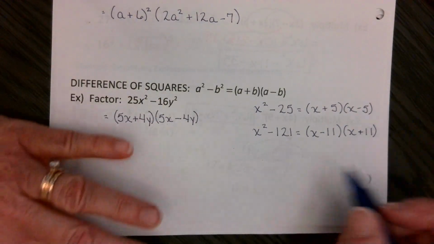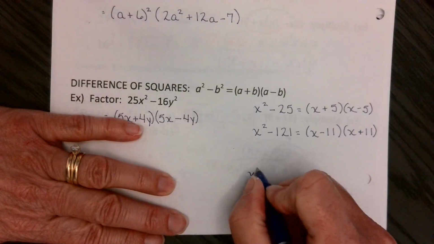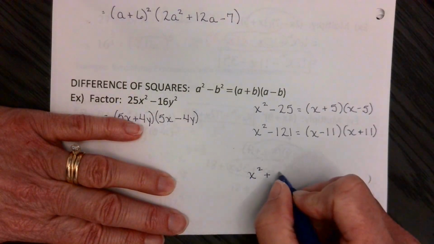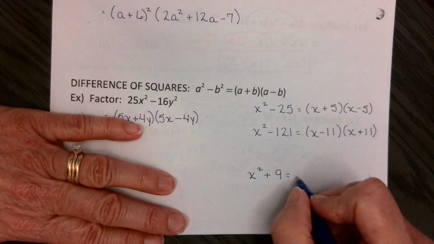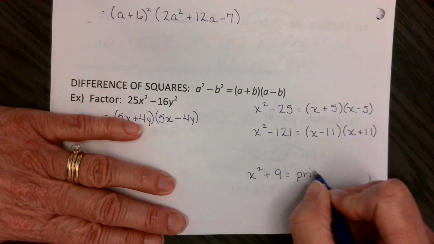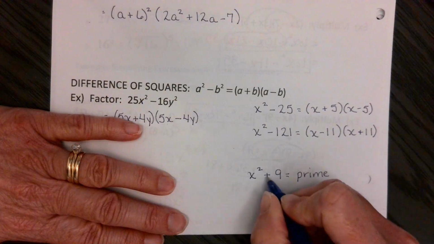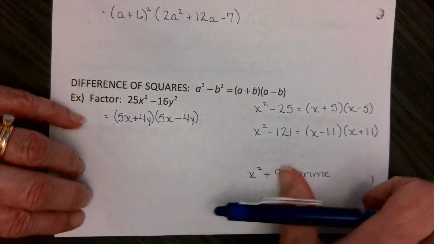Be careful. Something that looks like this, with a plus sign, does not factor. It is called prime because it does not factor. It has to have a minus sign. Okay, it has to.